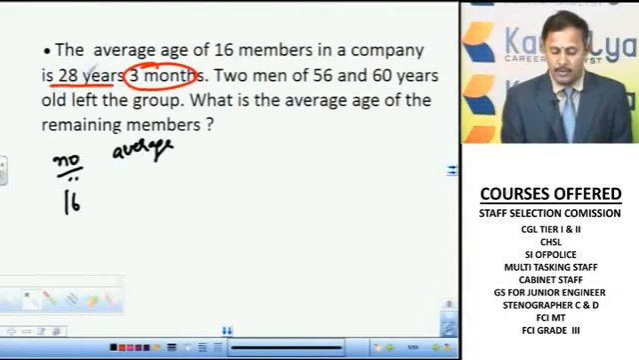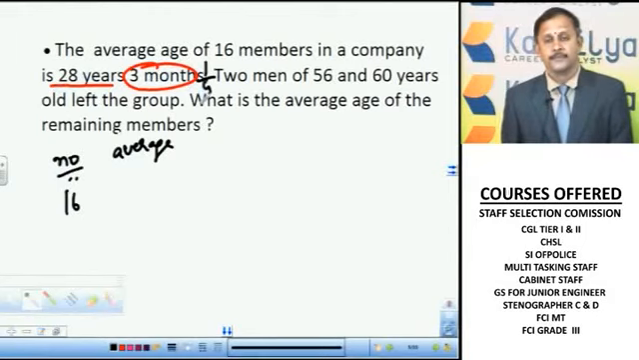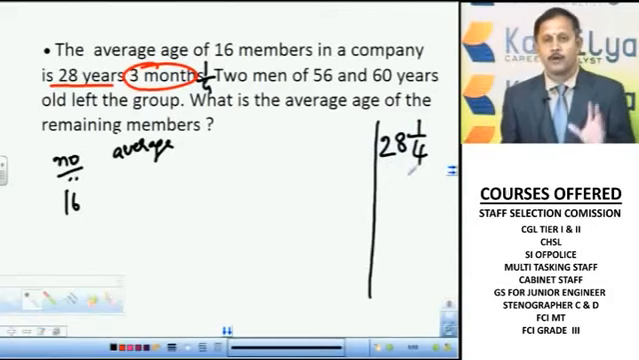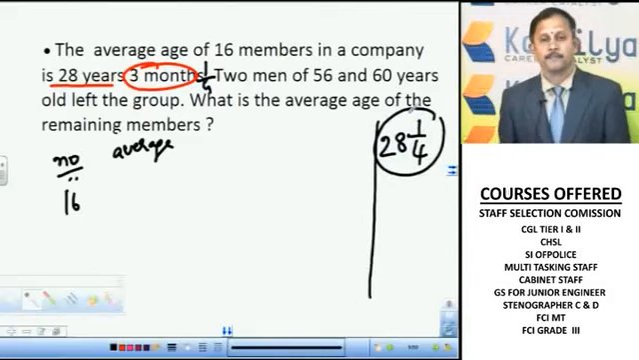You all know that 3 months is equal to 1/4 of the year. Here the average is given as 28 years 3 months, or 28 1/4, which is in the form of a mixed fraction.